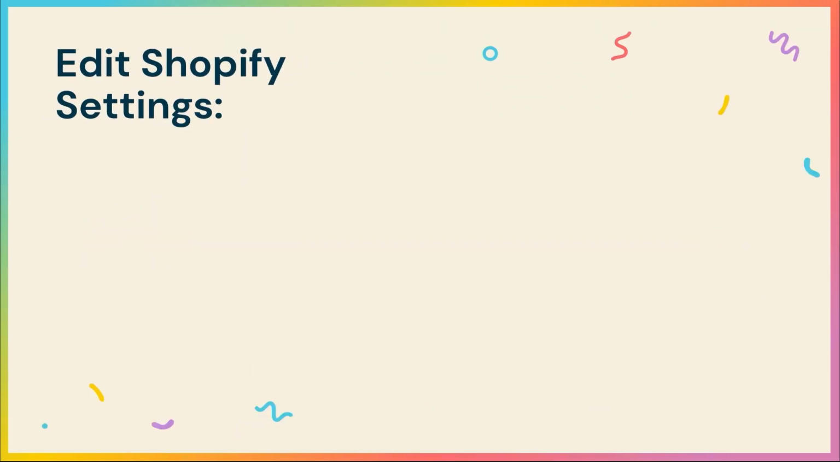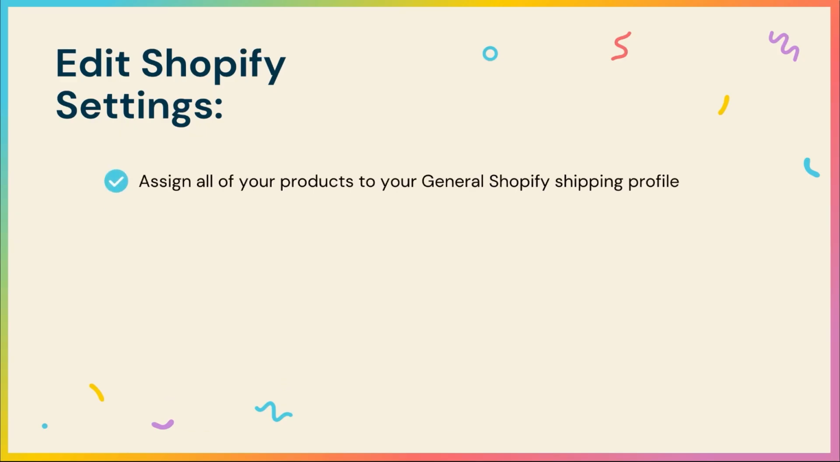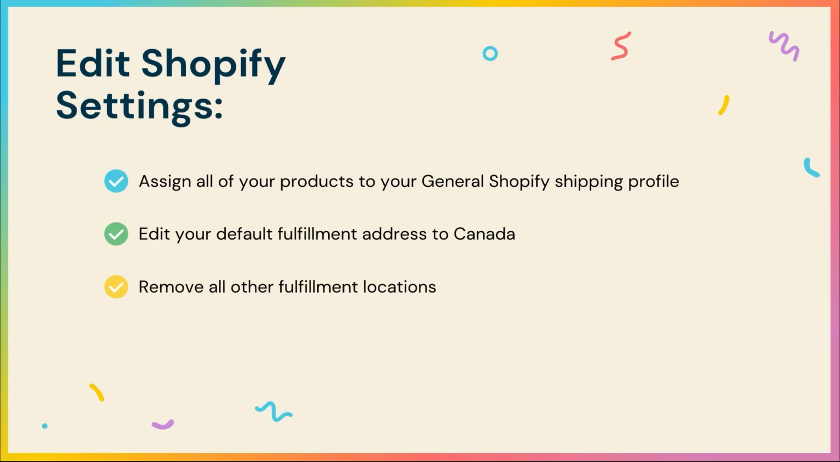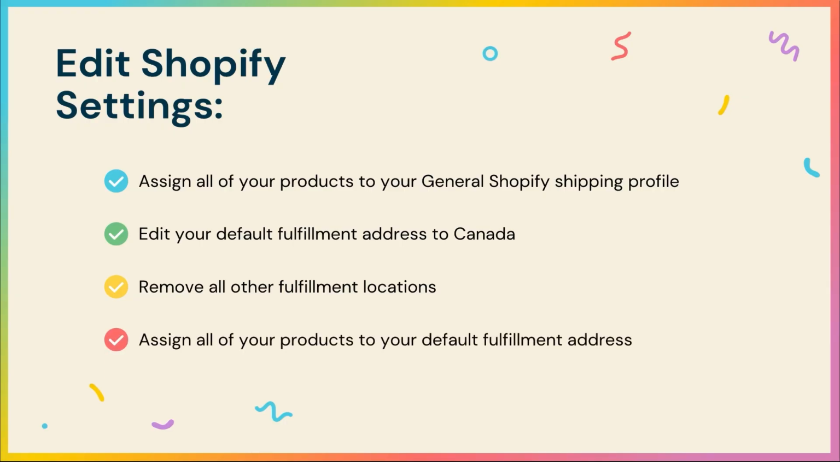Before we begin, please adjust some of your Shopify settings so that the data received from Shopify during your test checkout is compatible with this Intuitive demo configuration. Assign all of your products to your general shipping profile. Edit your default fulfillment address to Canada. Remove all your fulfillment locations. Assign all your products to your default fulfillment address.